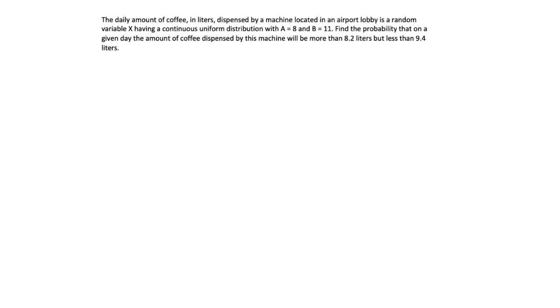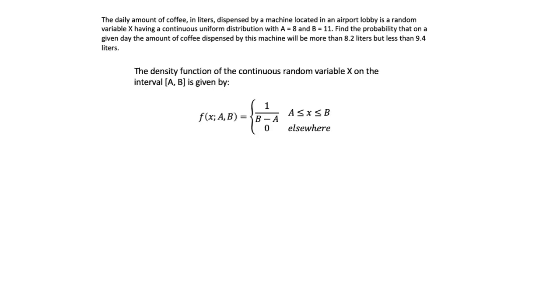The daily amount of coffee in liters dispensed by a machine located in an airport lobby is a random variable x having a continuous uniform distribution with a equal 8 and b equal 11. Find the probability that on a given day the amount of coffee dispensed will be more than 8.2 liters but less than 9.4 liters. The density function that we're going to use here is the uniform distribution.